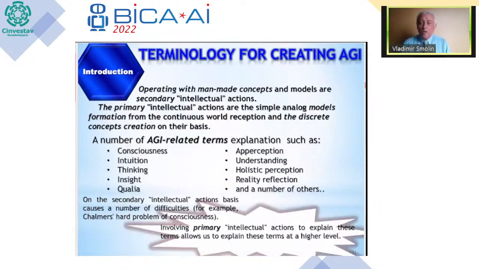And so when we are working with concepts and models made by men, we are making secondary intellectual actions. So you or somebody else got some concepts, outlined some objects, and our nets are working with these secondary actions. But the main thing to go further in cognition is to outline from the continuous environment some concepts, objects, ideas, and so on.